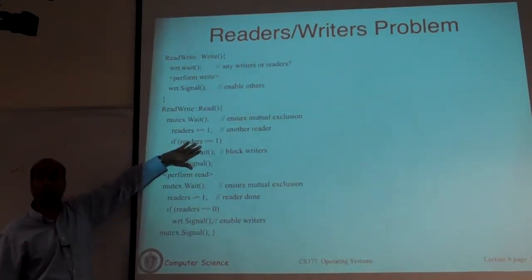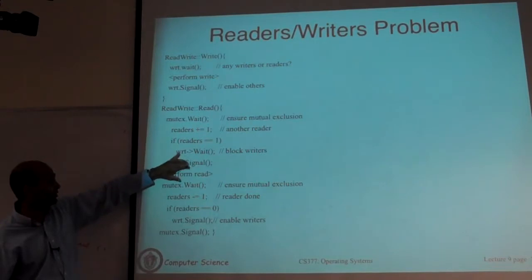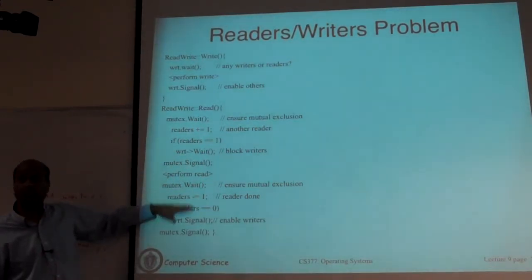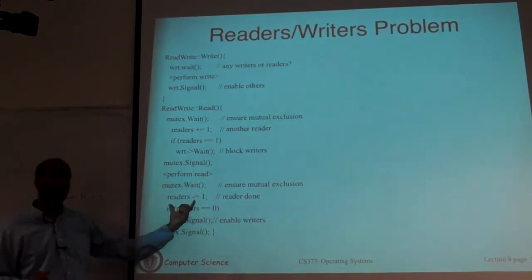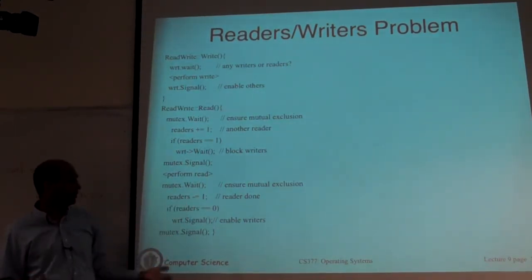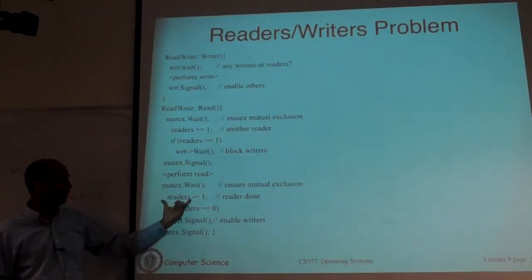The next reader comes along, and it will increment the count to 2. This doesn't go and block. The writer's already blocked. So both readers are proceeding concurrently, and each reader will go and execute this part of the code. The value of readers will decrement. Okay, it will go from 2 to 1. The next one will actually make it go from 1 to 0.